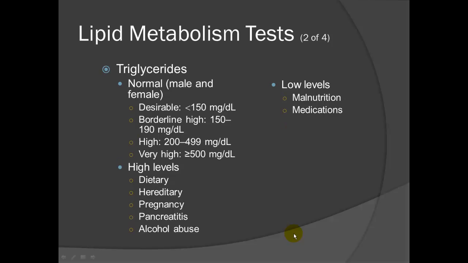Triglycerides. Normal, male and female. Desirable should be less than 150. Borderline high, 150 to 190. High would be 200 to 499, and very high would be greater than 500. High levels are from dietary concerns, again, hereditary, pregnancy, pancreatitis, alcohol abuse. Low levels, malnutrition or medications.